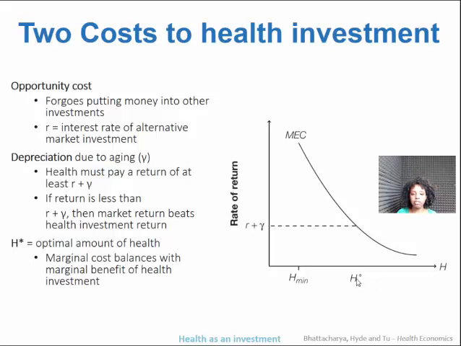So the optimal level of health investment along that marginal efficiency of capital curve is the sum of R and depreciation of health. H star is what represents that amount. And here is the point where the marginal cost of investing in health balances out with the marginal benefit, the return to that investment.